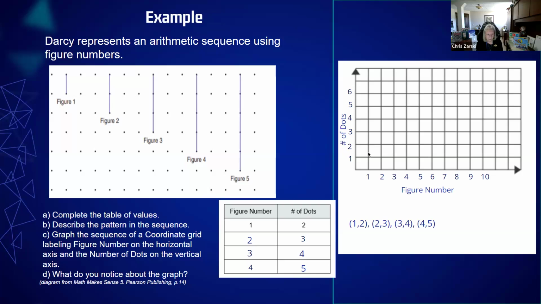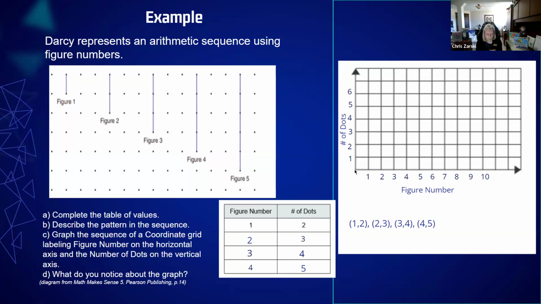When I put them onto the grid, which they've already worked on and done, remember that I'm really plotting points here. So I do need to label what's going to go. On the bottom, I have the figure numbers. This is my X axis. And on the vertical, I have the number of dots, or my Y axis. So the way that we've taught them how to plot points isn't going to change. What we labeled them, that's just a title. That's all it is. But the process hasn't changed.